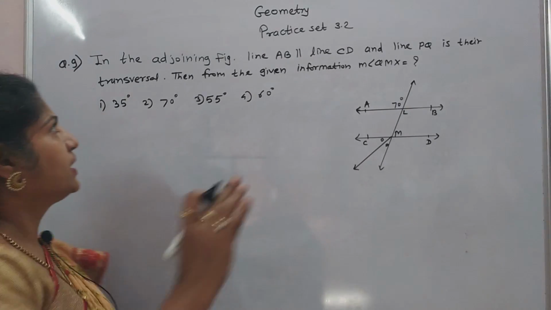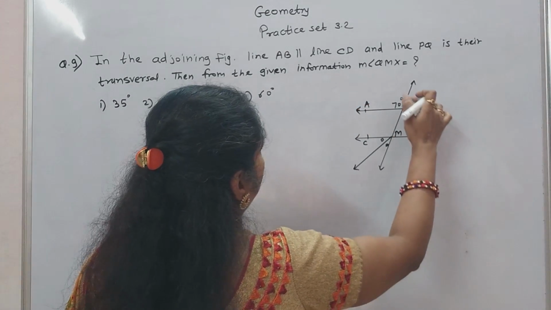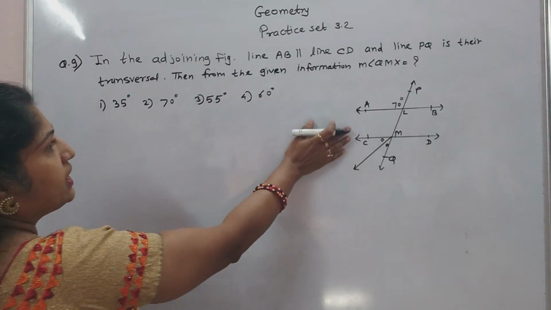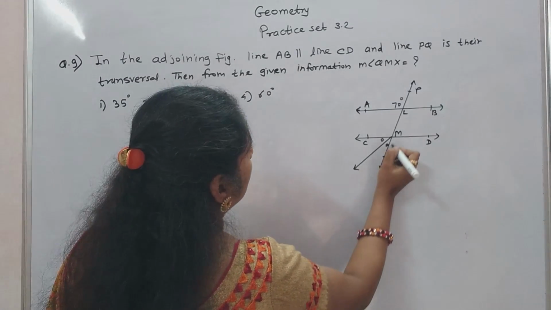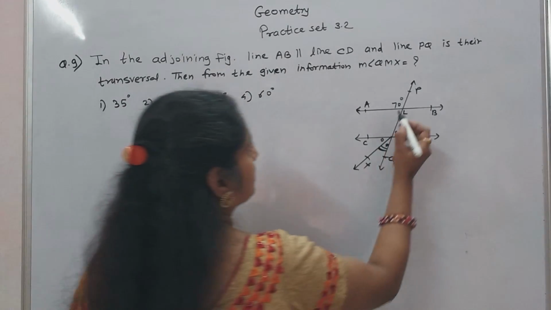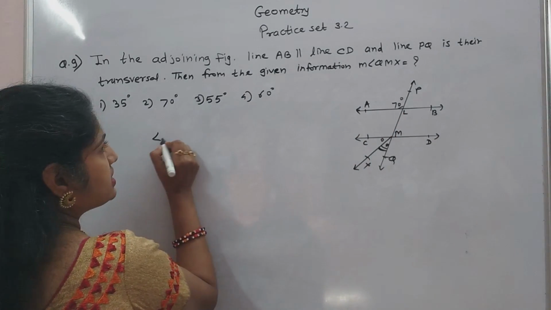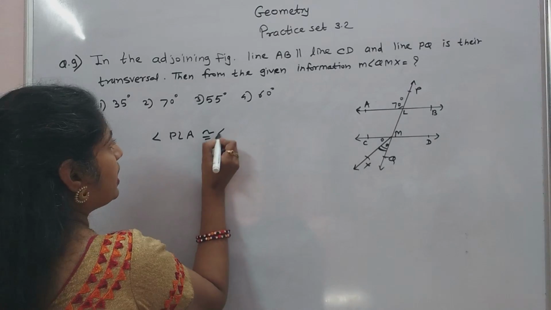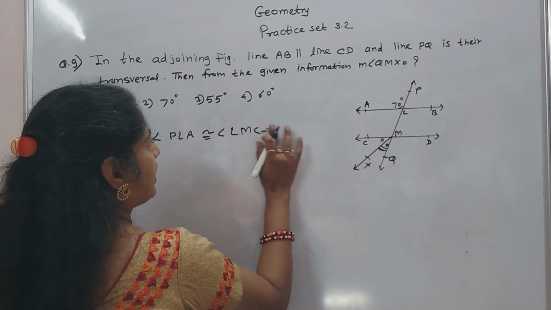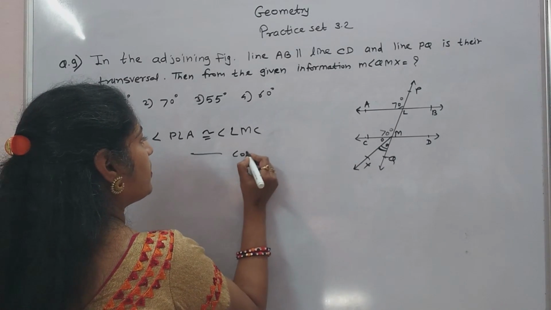Next example. In the adjoining figure, line AB is parallel to line CD and PQ is the transversal. From the given information, find the value of QMX. Find this angle. Now in this figure, here is the angle 70. So this angle PLA is congruent to angle LMC, and this is also 70 because the reason is corresponding angle.